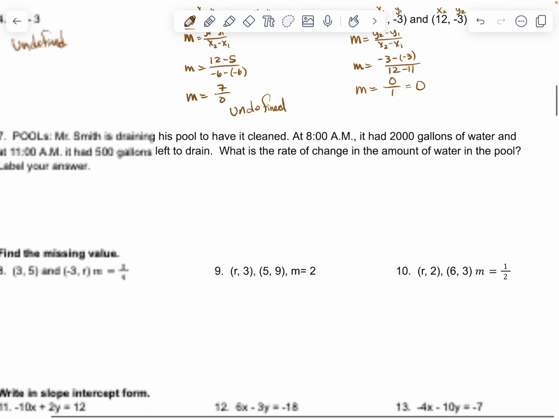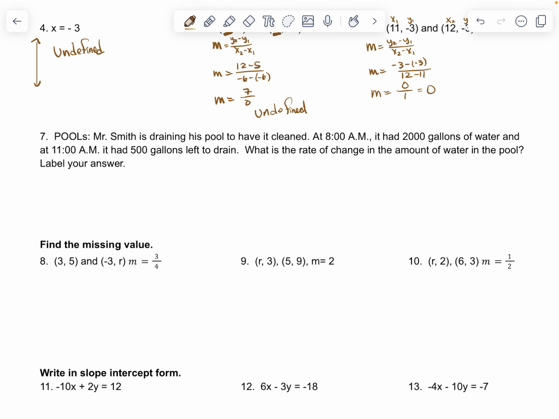Okay. Sorry about that. So Mr. Smith is draining his pool to have it cleaned. At 8 a.m. it had 2,000 gallons of water, and at 11 a.m. it has 500 gallons. What is the rate of change in the amount of water in the pool? So we started at 0 hours and we had 2,000 gallons. 3 hours later, we had 500 gallons.